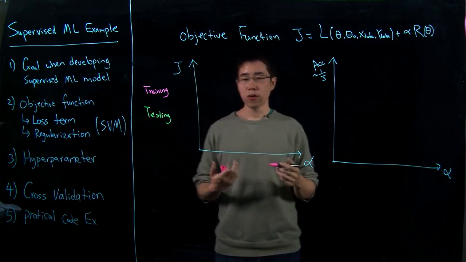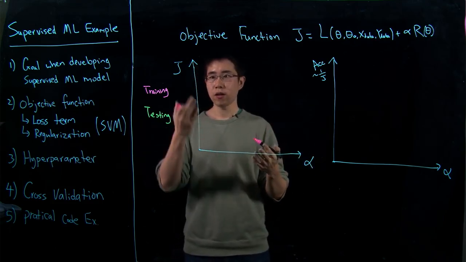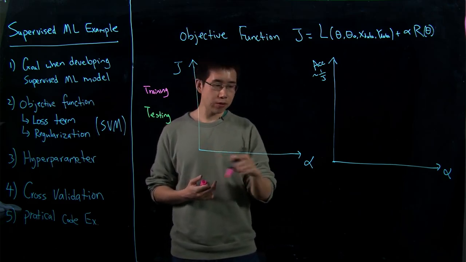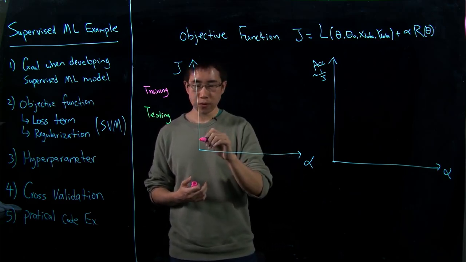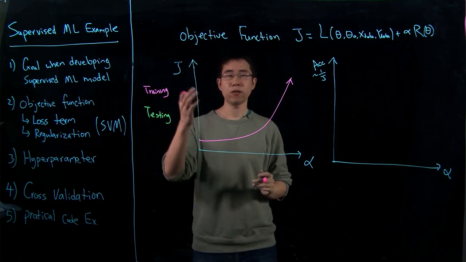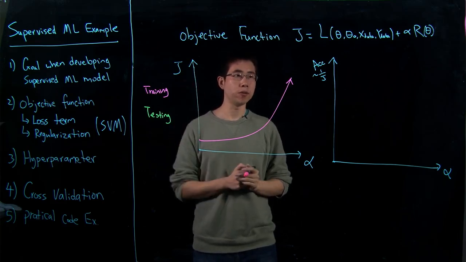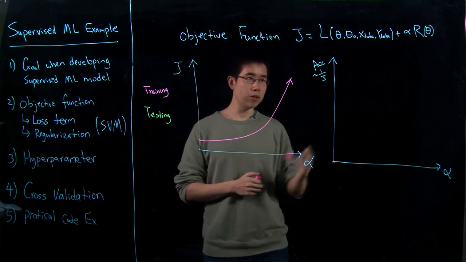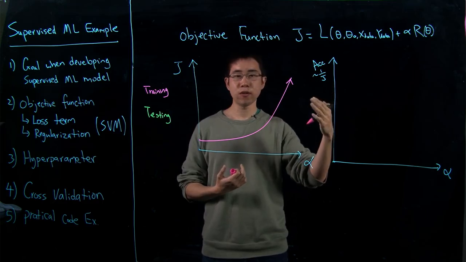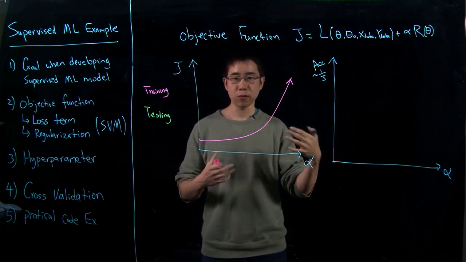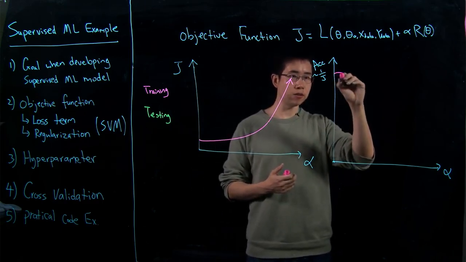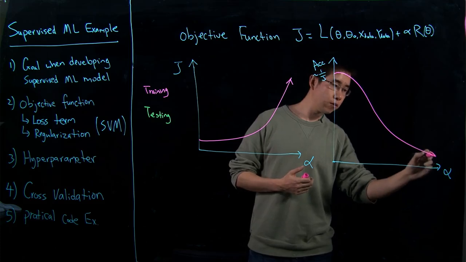In terms of the training objective function, as alpha increases from 0, we should see an increase of our objective function value. In terms of accuracy, which is proportional to the inverse of our objective function, because we're trying to minimize our objective function, this will look something like this as we increase alpha.